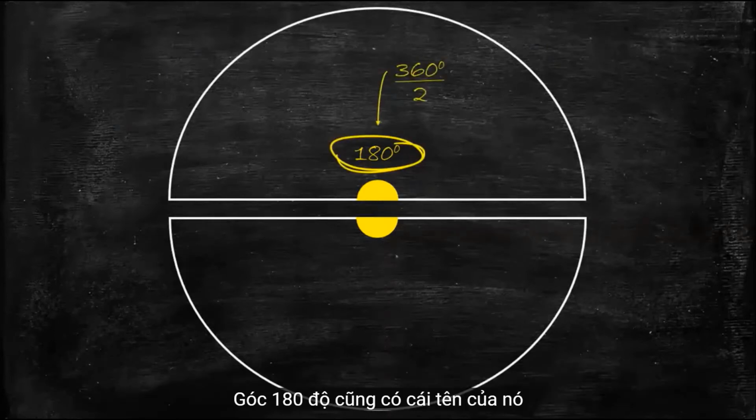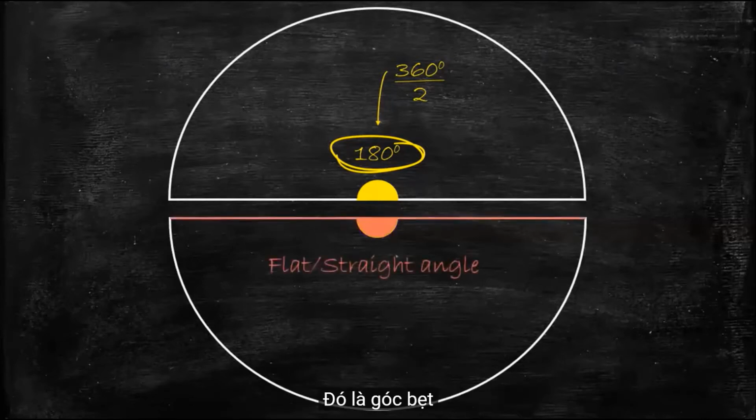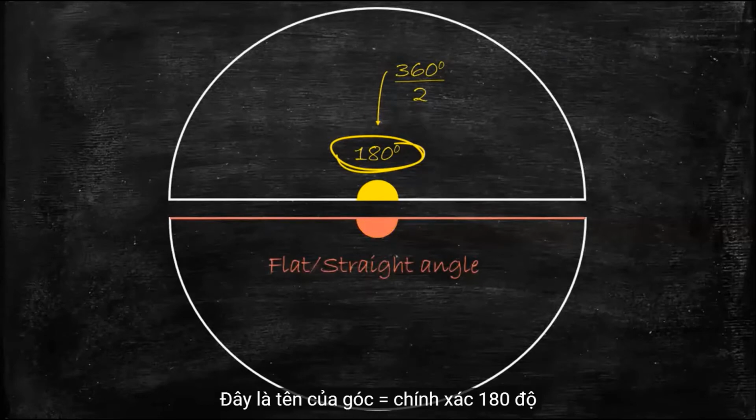So the line and the angle here have a name, a flat and straight angle. This is the name of the angle that has exactly 180 degrees.